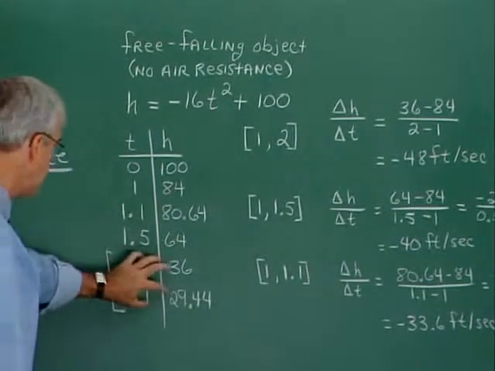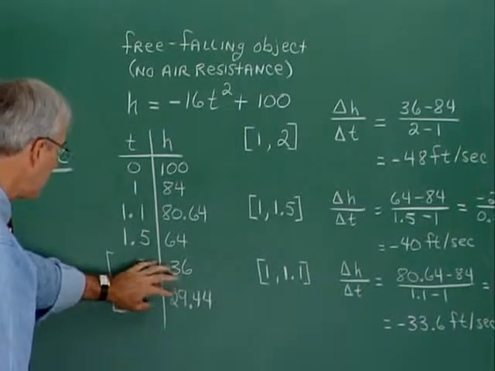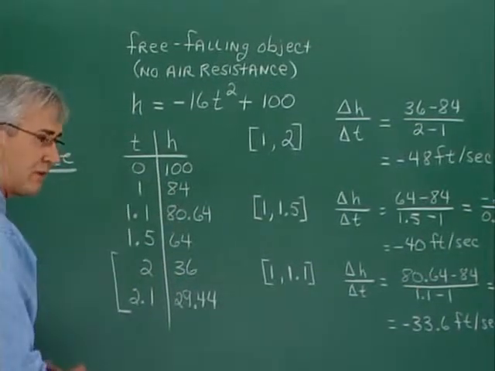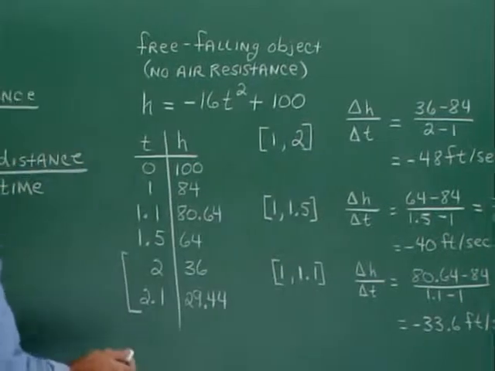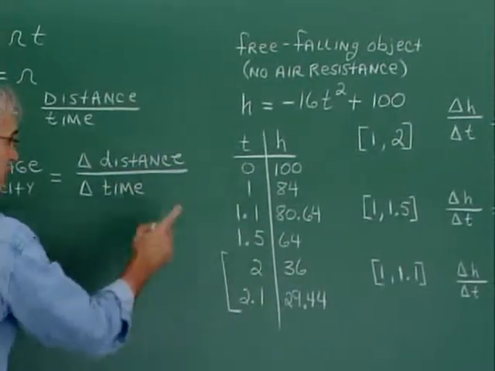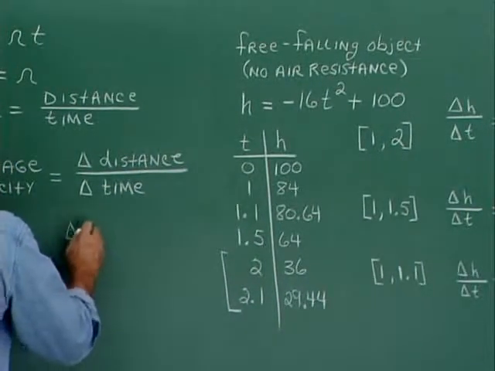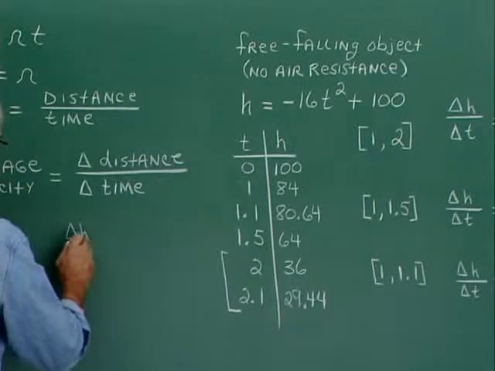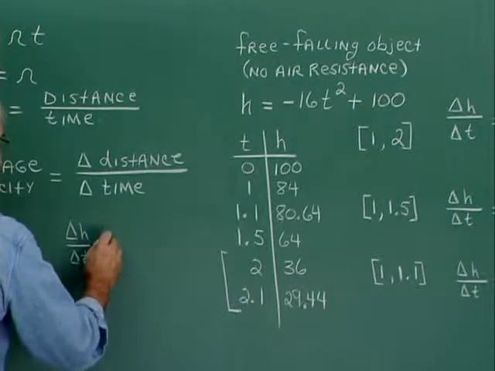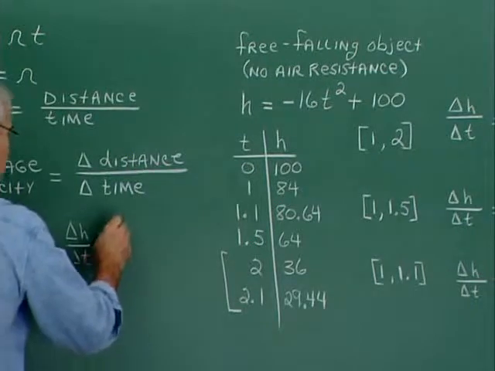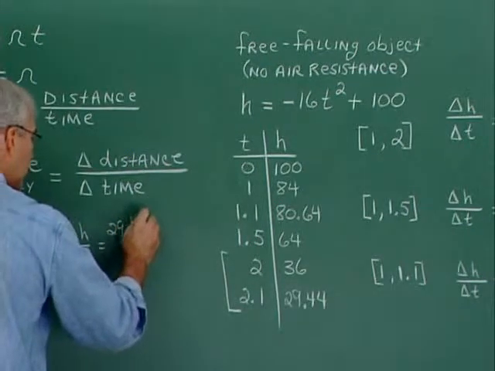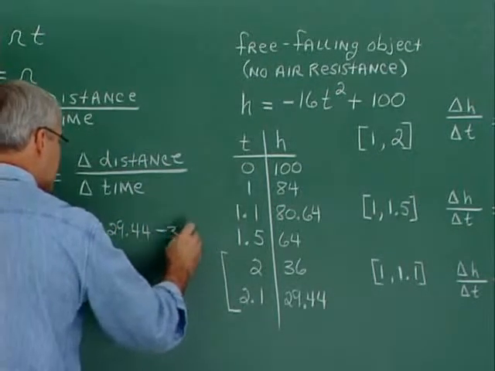So the average velocity in here we would expect to be larger than these other average velocities that we've calculated. And we make the calculation in the same way, and the setup of it is the same as we had over there. It would be a change in distance or a change in height over a change in time. And the change in height, well, I'm reading right off the chart, it's 29.44 minus 36.